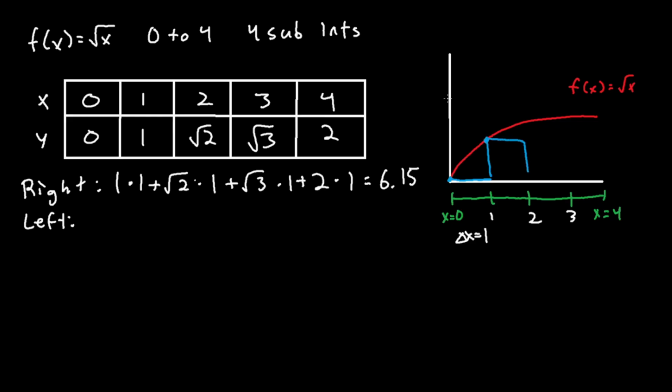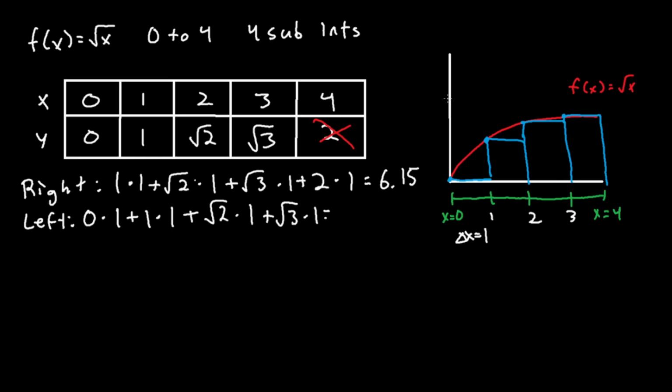So if I use the top left corner again, and again, and then again. So if I use the left, instead of skipping the first y value like the right Riemann sum approximation, we skip the last y value. So we just multiply 0 times delta x, which is 1, plus the next number, 1, times delta x, plus the next number, square root of 2, times 1, plus square root of 3 times 1.